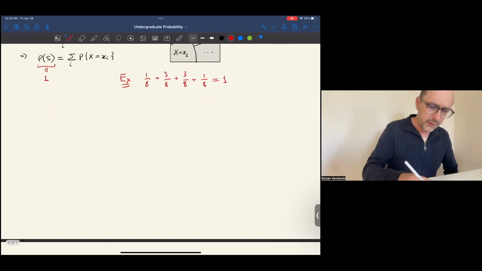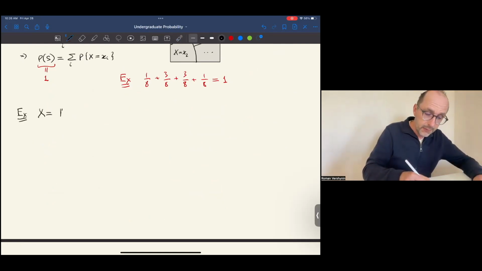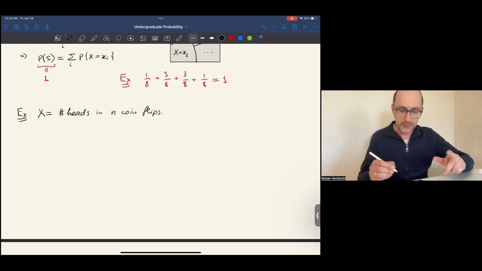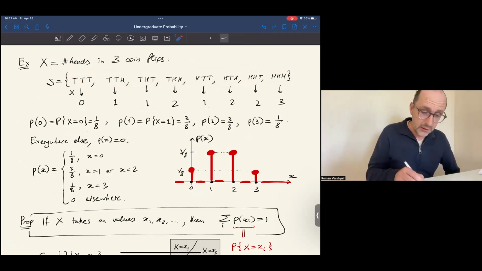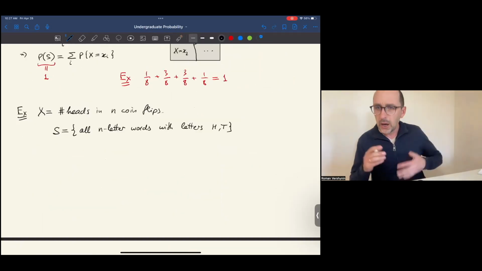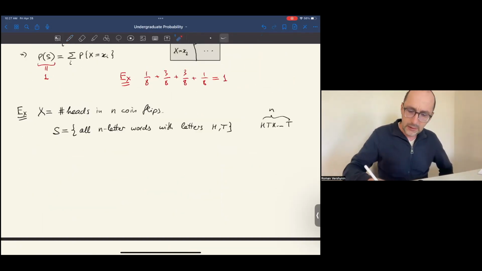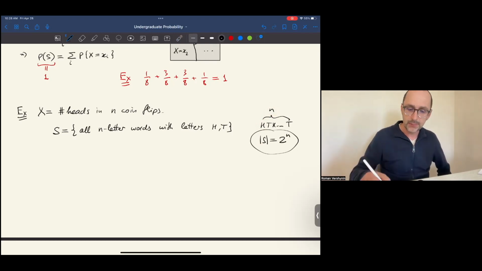Let's look at a more general example where we have n flips, and we're looking at the number of heads. What is the sample space? Just like here, every outcome can be expressed as an n-letter word with letters H and T. How many such words do we have? Any letter can be chosen in two ways. So by the multiplication principle, it's 2 times 2 times 2, which is 2 to the n. Because the coin is fair, we have a uniform probability on S. Any outcome is equally likely.